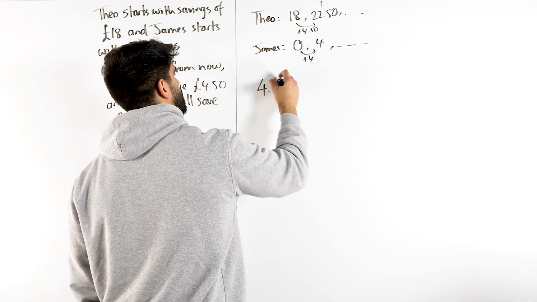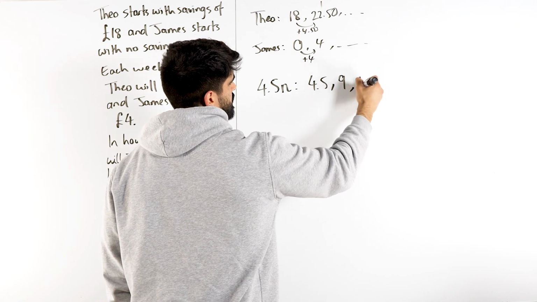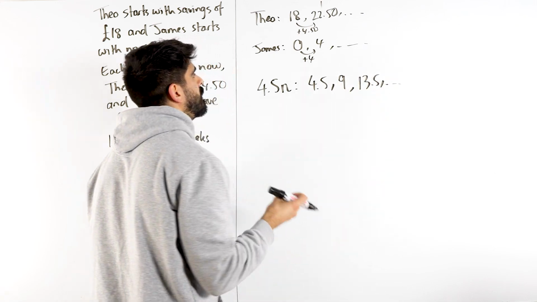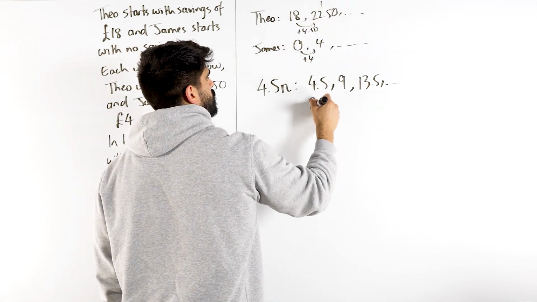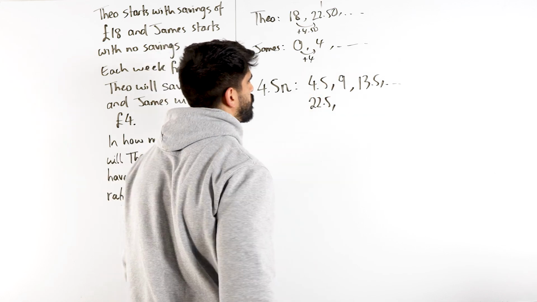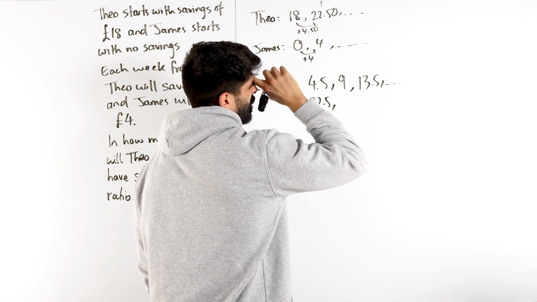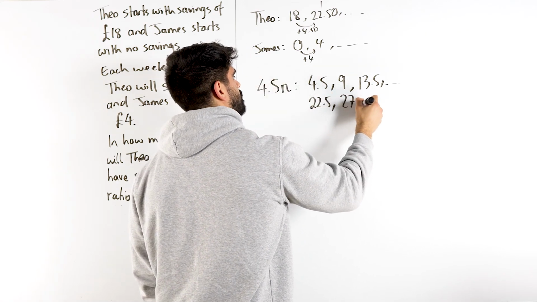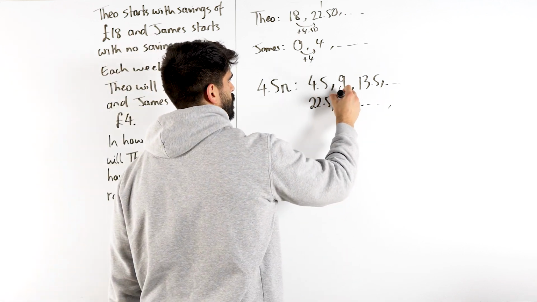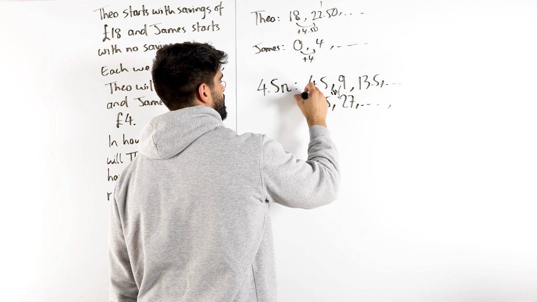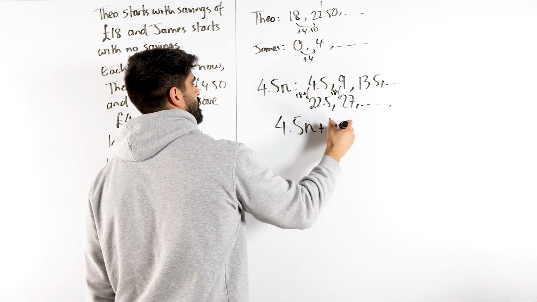So 4.5n would look like this: 4.5, 9, 13.5, etc. You're going up by 4.5 each time, the same as this. But we want 22.5 in the first week. Then what would 22.5 plus 4.5 be? It will be 27, etc. So from here you can clearly see what you are adding. You're adding 18. So for Theo, the nth term is 4.5n plus 18.